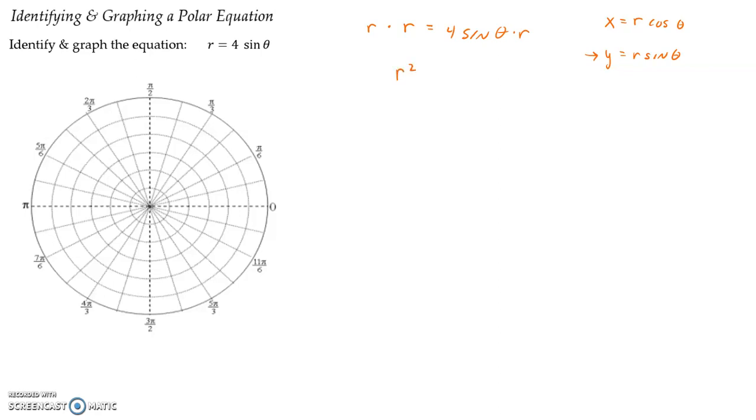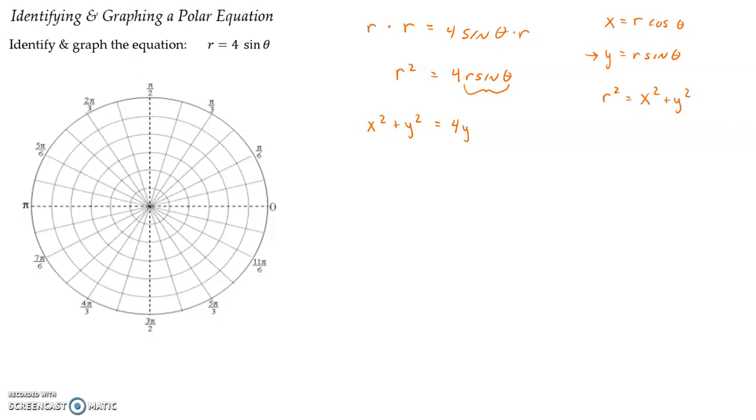And that's going to give us r squared on the left, and we're going to get 4r sine of theta on the right-hand side. So we can go ahead and replace this r sine of theta with our y value. It's going to give us 4y on the right, and we want to be able to replace the r squared piece that we have on the left. And remember that r squared is equal to x squared plus y squared. So let's go ahead and replace that.